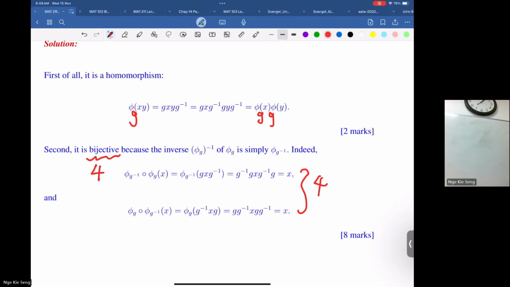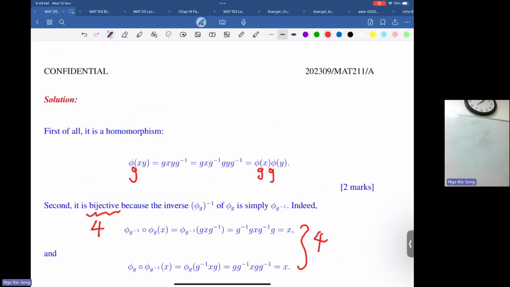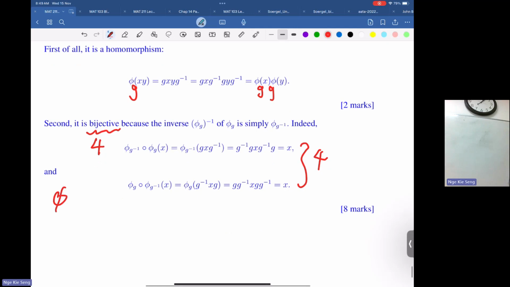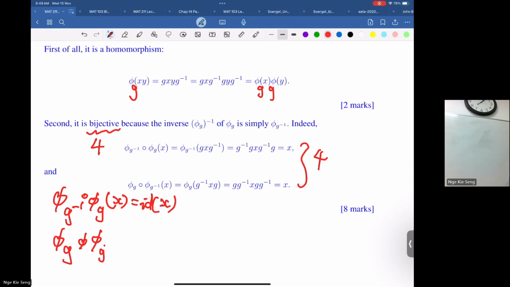If you mention you want to show bijective or injective, or you want to show invertible, meaning you need to show two identities here, then I also give you 4 marks. If you know what you want to do, I will give you marks. And then if you do it correctly, I give you full marks.